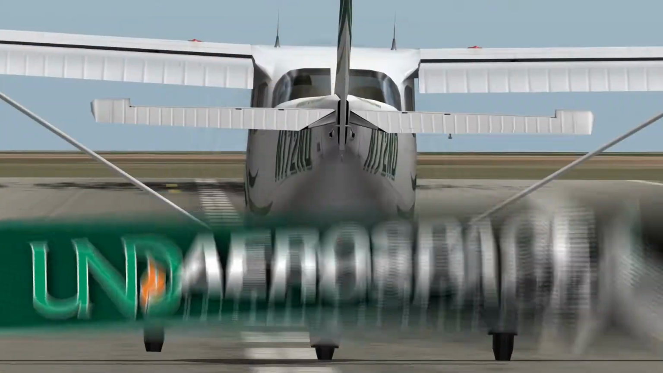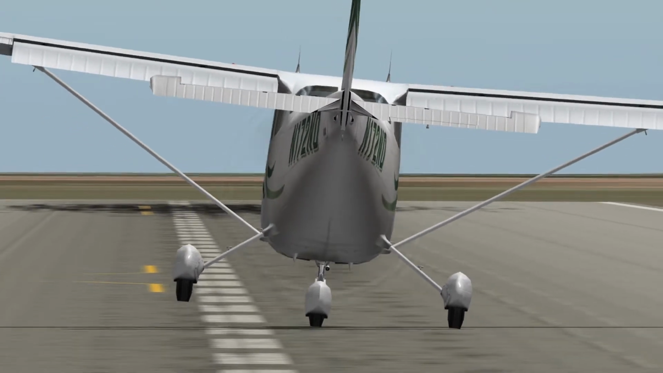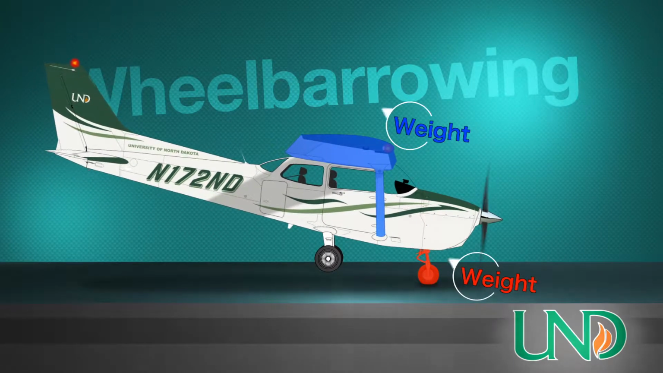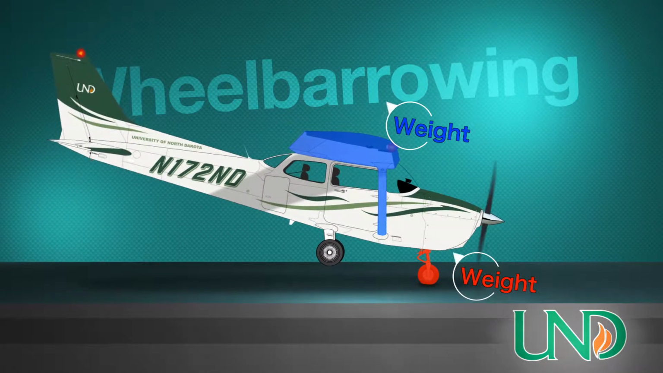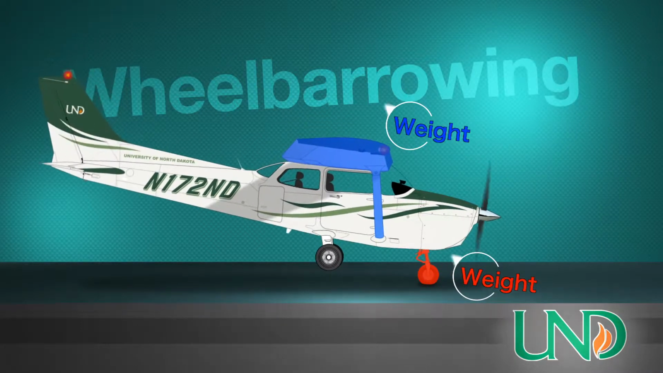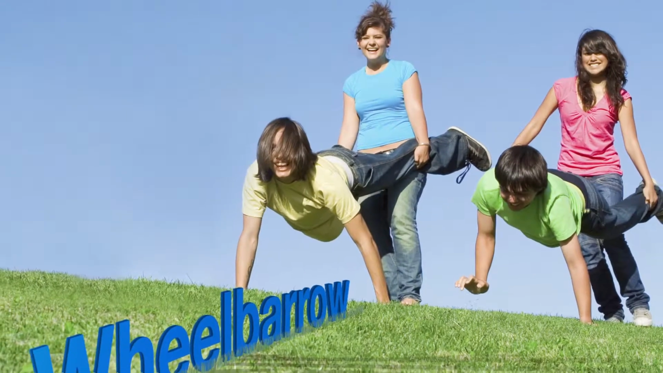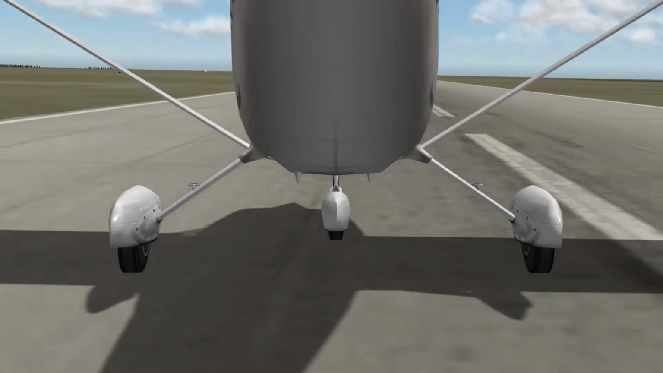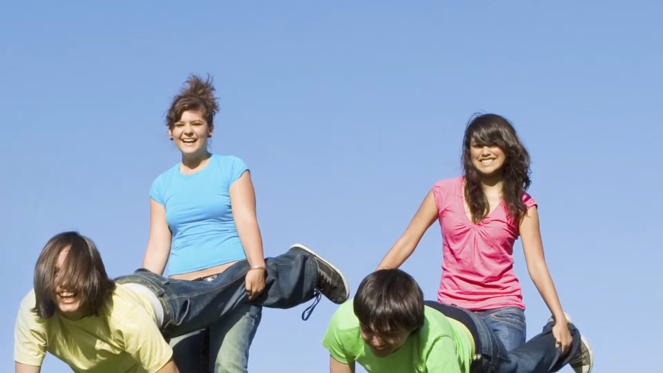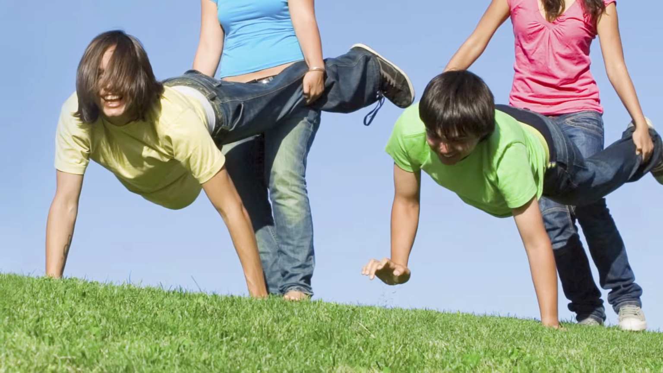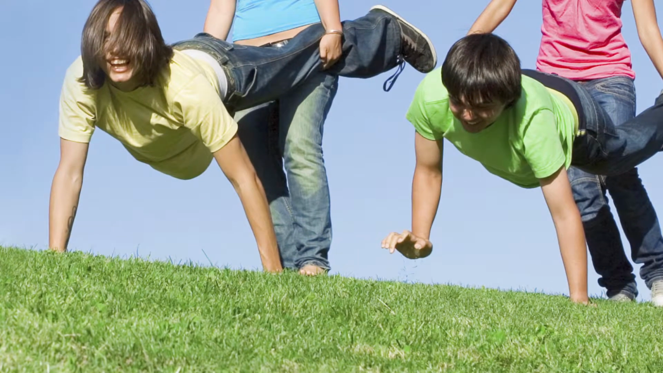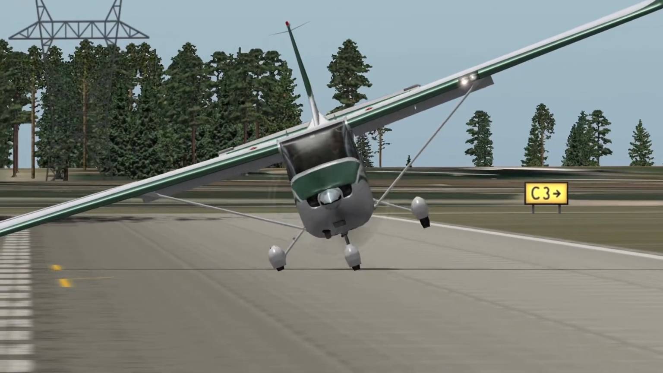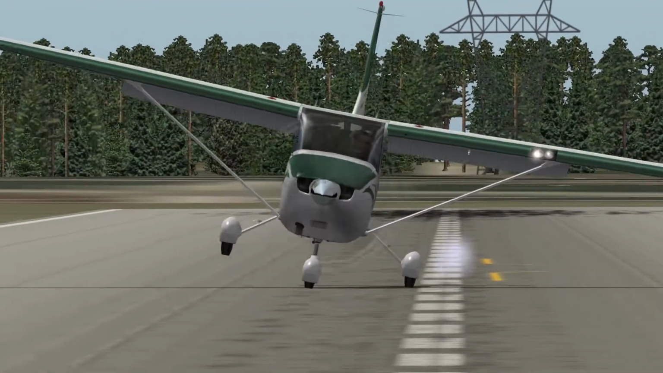Wheelbarrowing occurs when a tricycle gear aircraft is riding with most of the weight supported by the nose wheel. In extreme cases, all the weight is balanced between the nose gear and the wings. The hazards associated with this condition are actually well demonstrated by the wheelbarrow race children might play. First, a majority of the weight and forces of the landing are supported by a structure not normally designed for this, the nose gear. Second, the person acting as the wheelbarrow has a significantly less amount of control over their direction. This second part is really the major hazard. Wheelbarrowing causes a significant directional control issue.